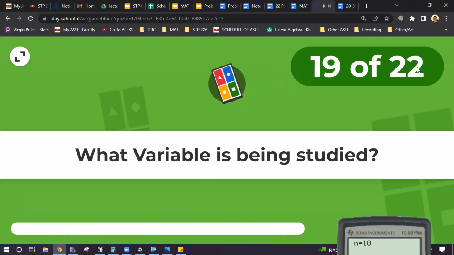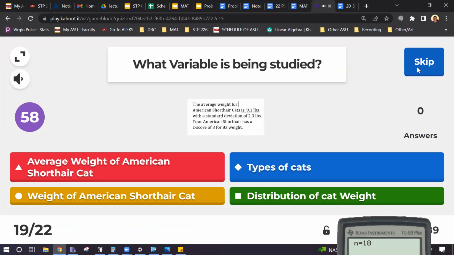What variable is being studied in this situation? The average weight for American short-haired cats is 9.1 pounds with a standard deviation of 2.3 pounds. Your American short-hair has a z-score of 3 for its weight. What is the variable?